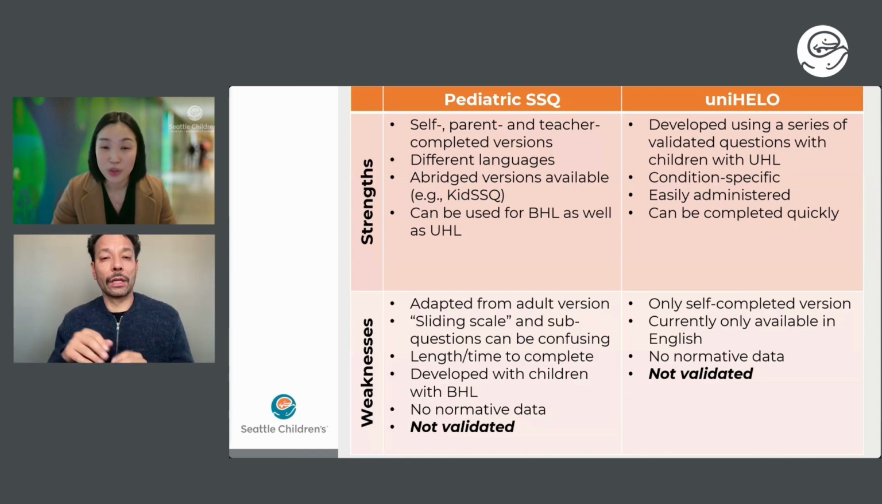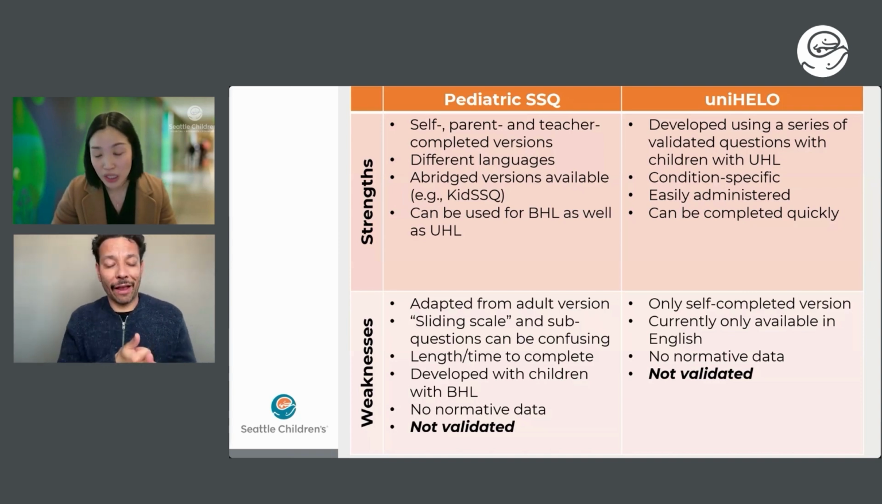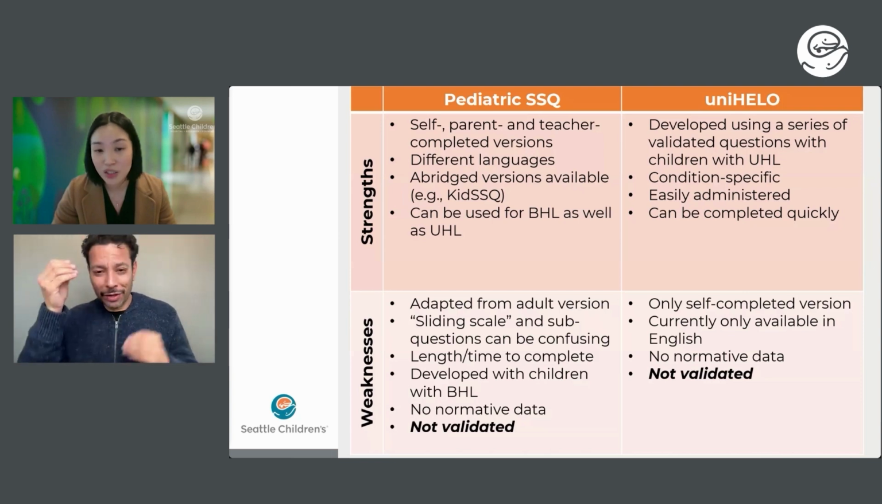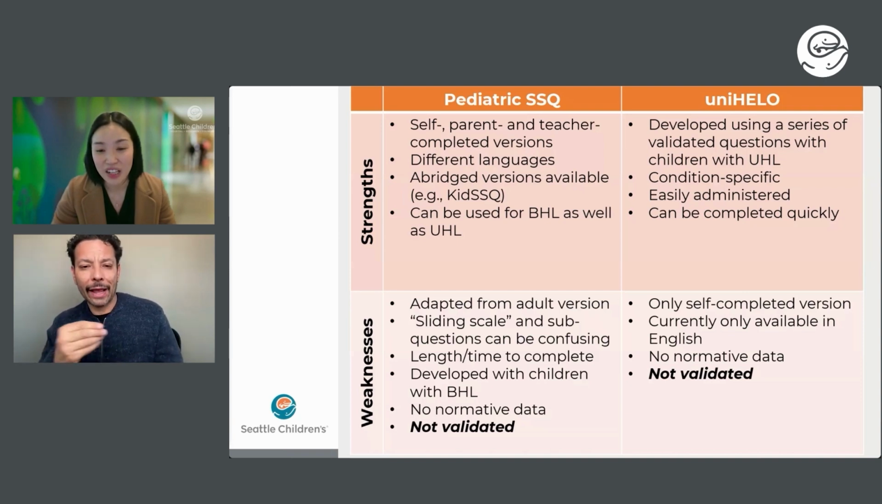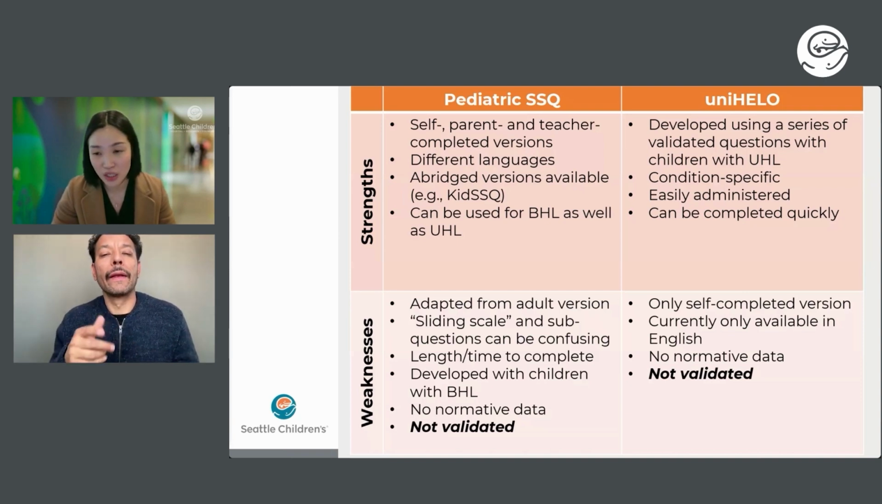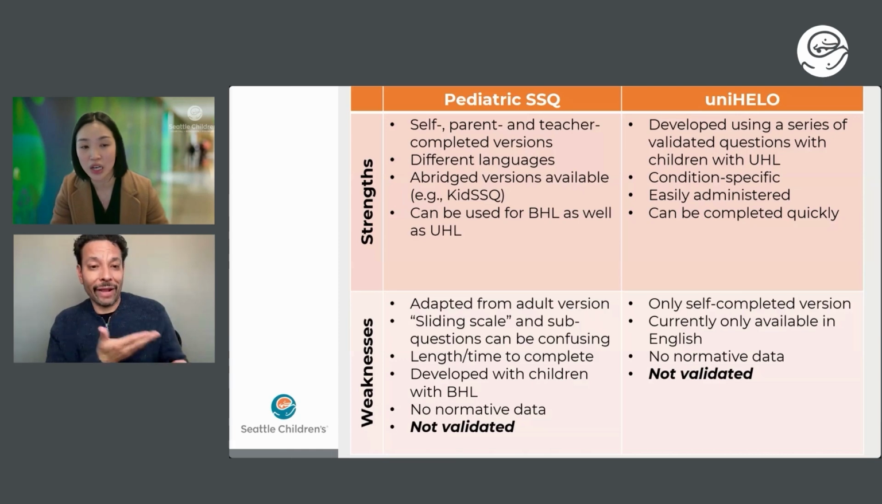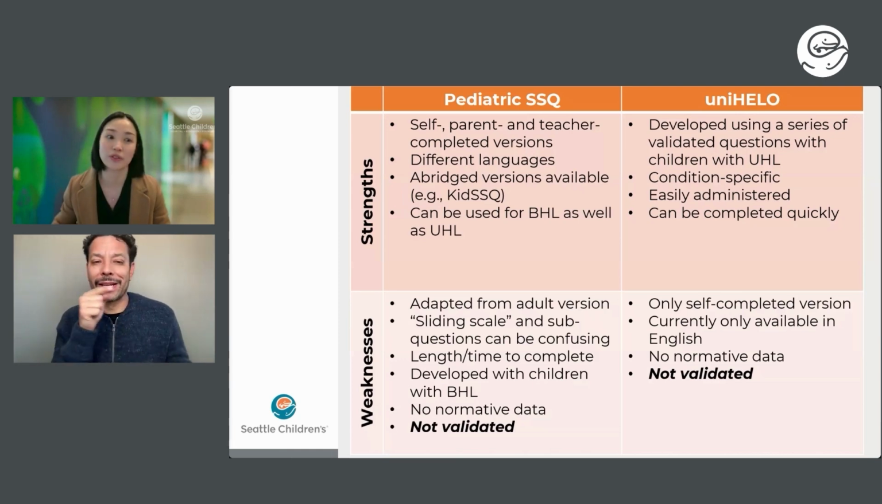Weaknesses of the Unihilo is that there's only a self-completed version. Right now, there's no parent or teacher version, and it's currently only available in English. There is no normative data, and it is not validated. And I do want to point out that the pediatric SSQ, interestingly, has been validated in other languages, but not the English language version.